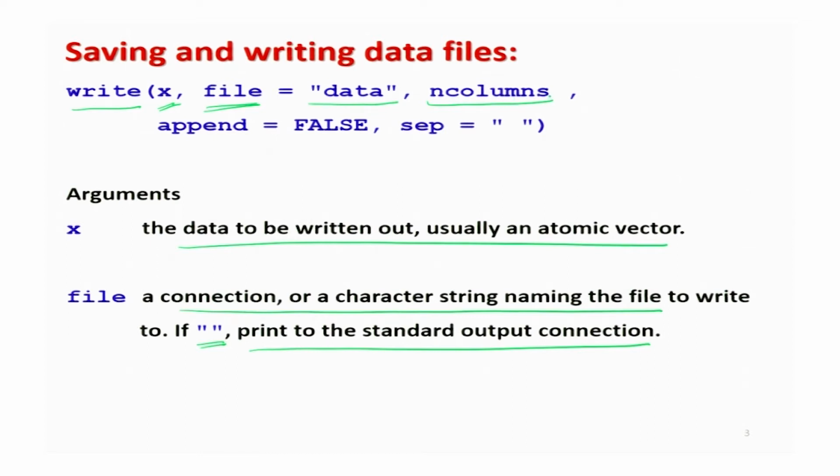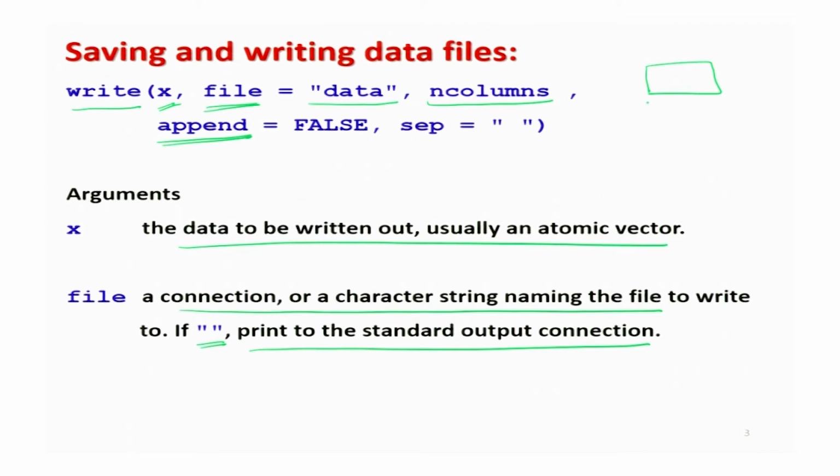NCOLUMNS. Then after that there is an option here, append. Append means, for example, you are trying to execute a program and some outcome comes here. Now you try to re-execute the program. So now there will be the next outcome. So what do you want?